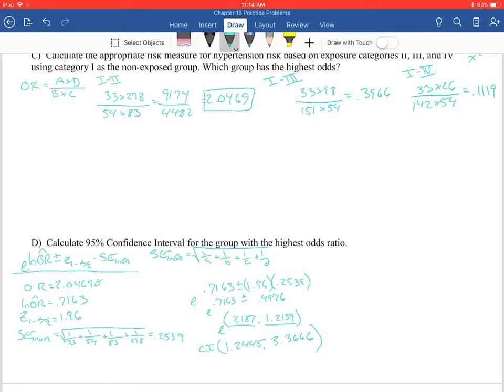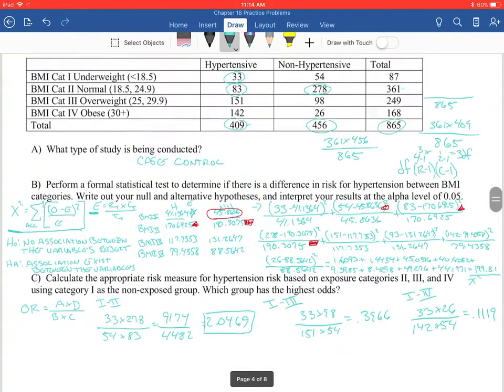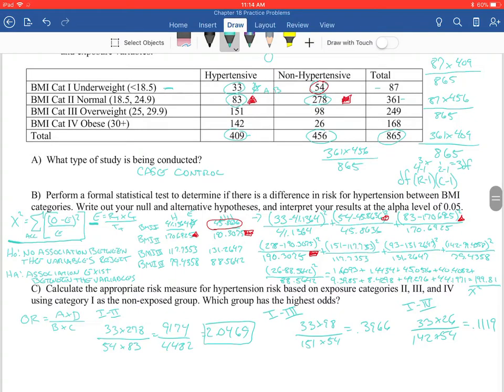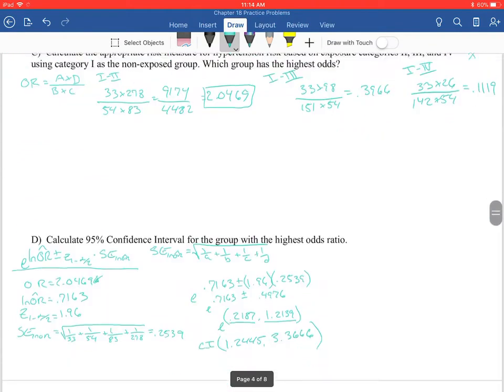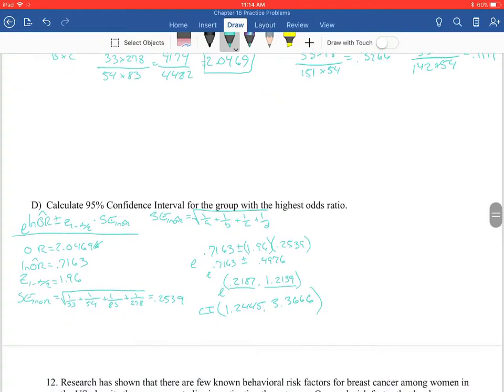What does this confidence interval tell us? It tells us that we had an odds ratio between categories 1 and 2 at 2.0469, shown here, and then we found a 95% confidence interval for the group. A confidence interval tells us where the true value lies, so this one's telling us where the true odds ratio lies. We're saying that we are 95% confident that the true odds ratio for this particular study design, where they're measuring categories of BMI between being hypertensive and non-hypertensive, the true odds ratio for BMI 1 and 2 is between 1.2445 and 3.3666. So that's where the true odds ratio lies.